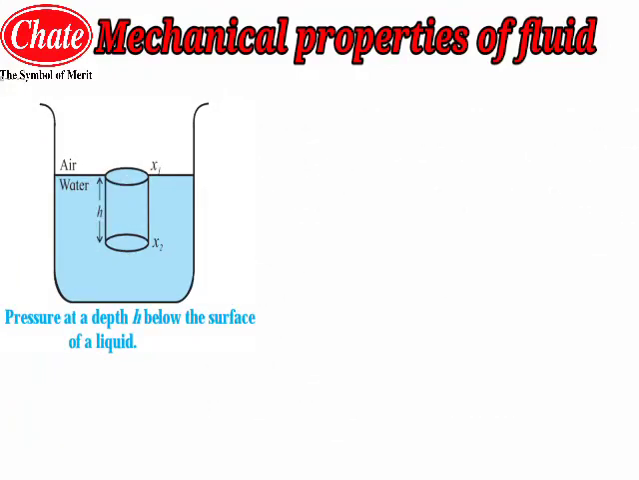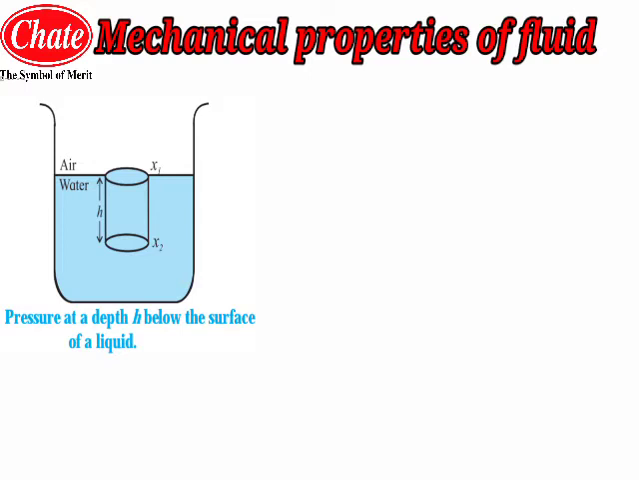Now students, to find out the pressure P at depth h below the liquid surface, we have to consider the top of the imaginary cylinder to be at the surface of the liquid. Means, as you can see in the diagram, the top surface of that imaginary cylinder will be equal to the water level of the water inside the container.